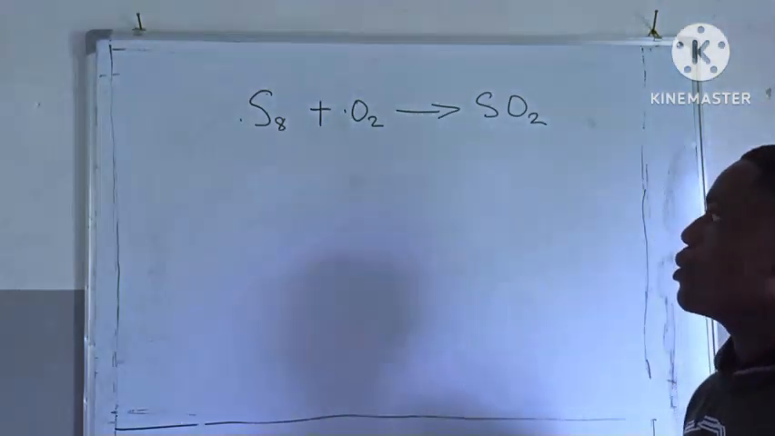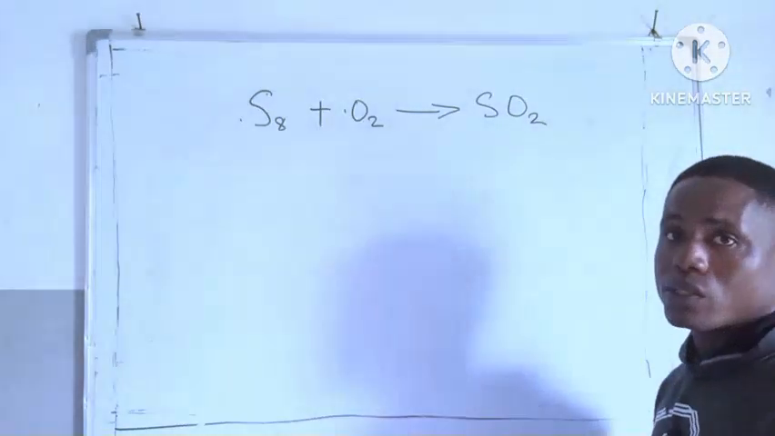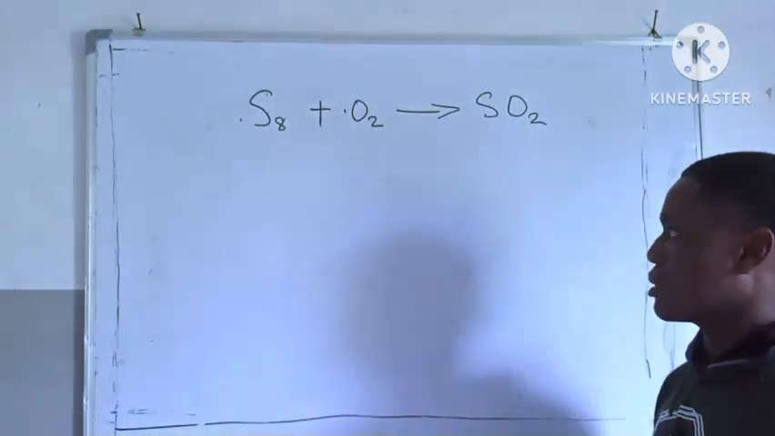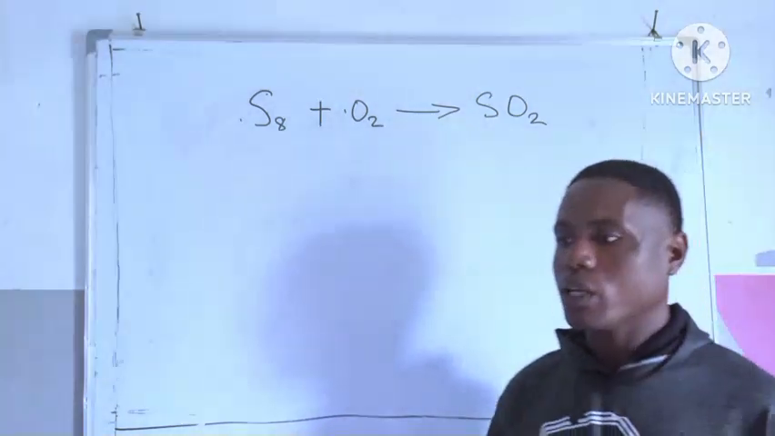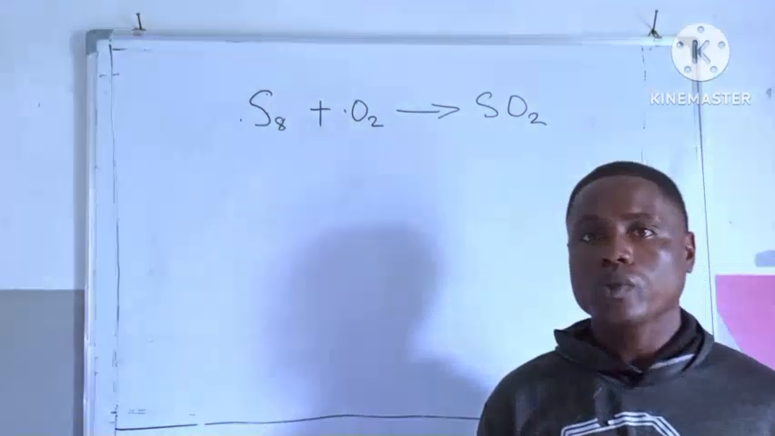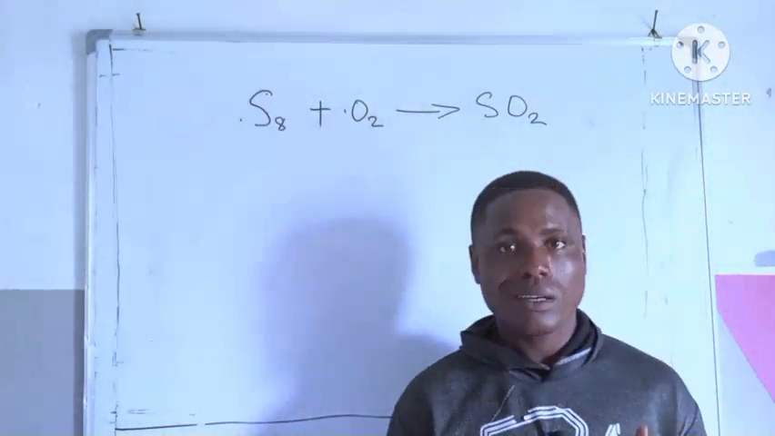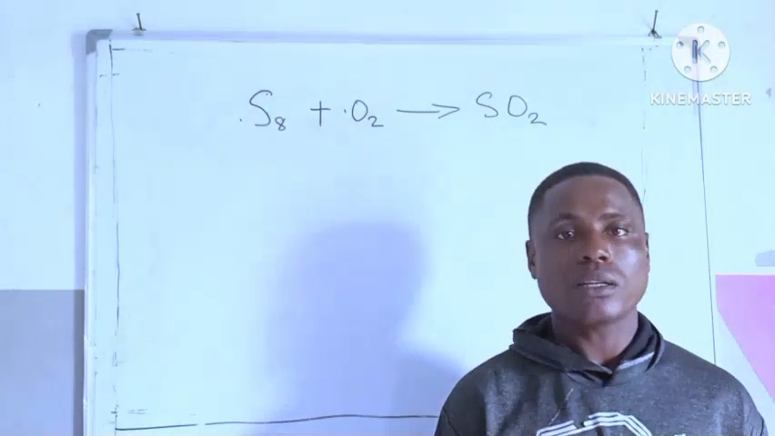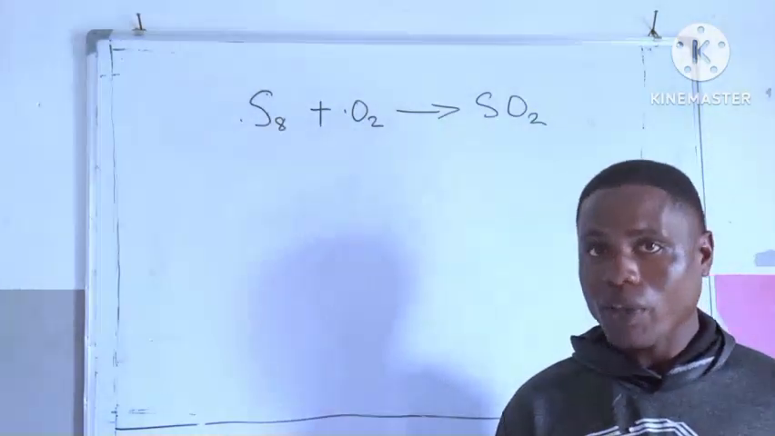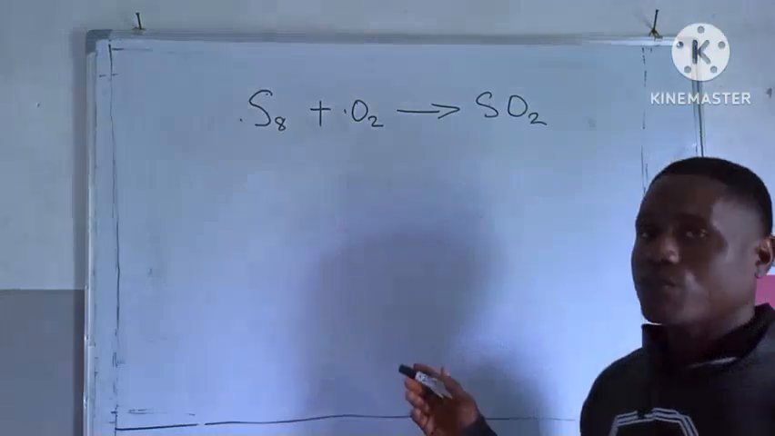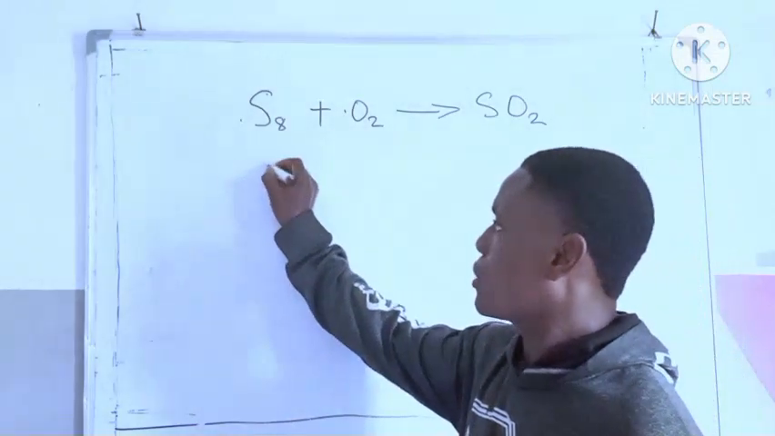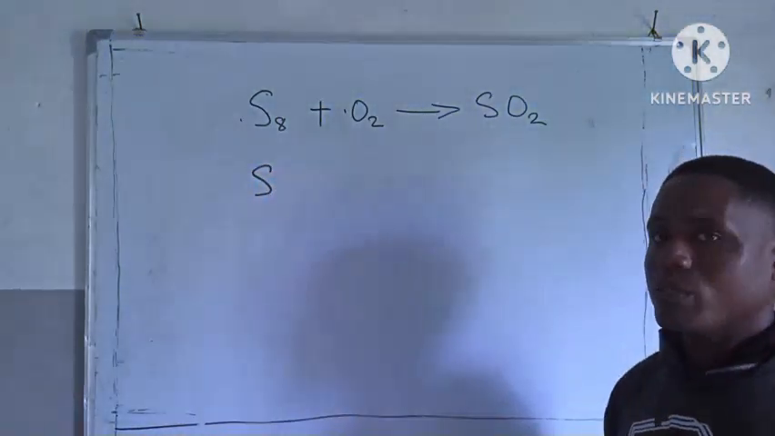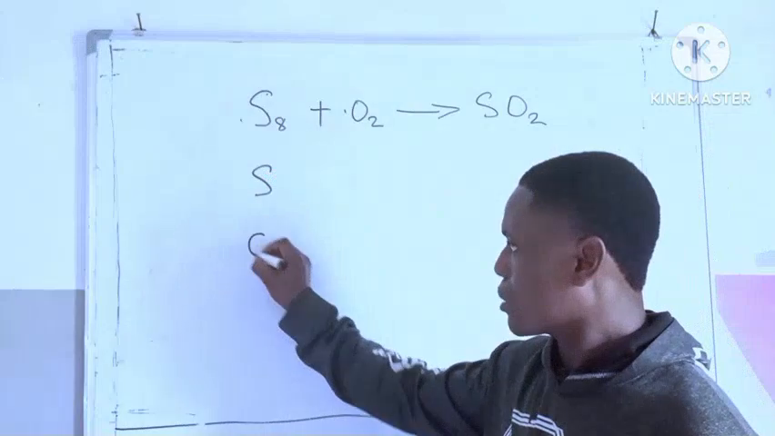So, sulfur reacting with oxygen to give sulfur 4 oxide, right? Now, when you are given a chemical equation to balance, the first thing to do is to write out all the given elements on both your left and the right side. Are you getting it? So let's start from the left side. The first element is what? Sulfur, right? You write it out. The second element is what? Oxygen. You write it out.